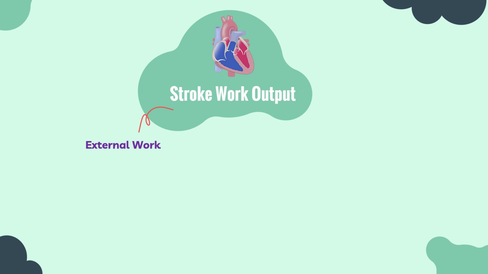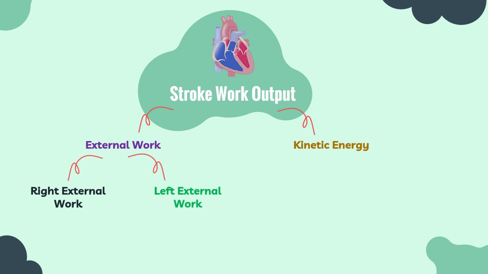Second, a minor proportion of the energy is used to accelerate the blood to its velocity of ejection through the aortic and pulmonary valves, which is the kinetic energy of blood flow component of the work output. Right ventricular external work output is normally about 1/6 the work output of the left ventricle, because of the six-fold difference in systolic pressures pumped by the two ventricles.